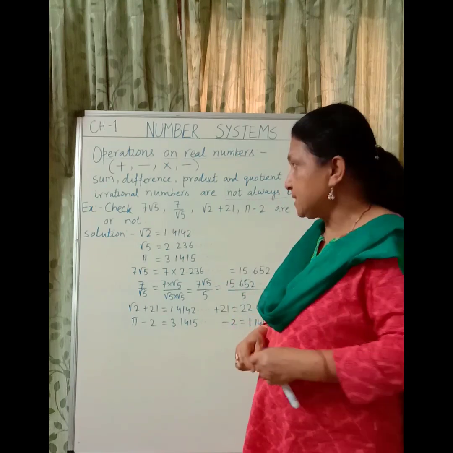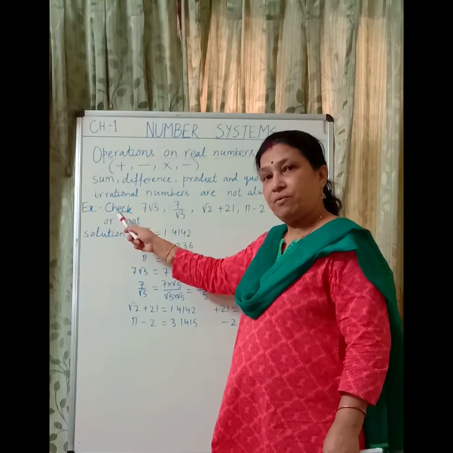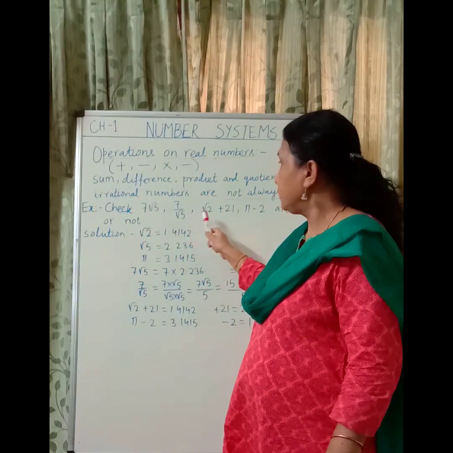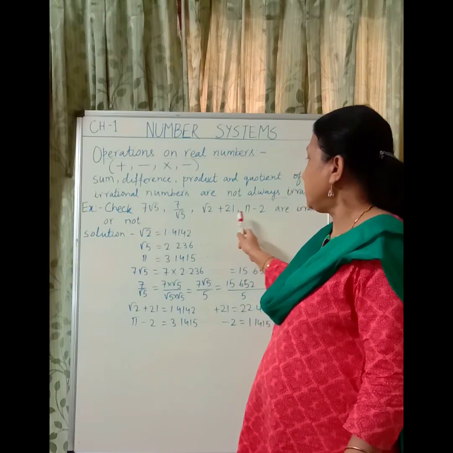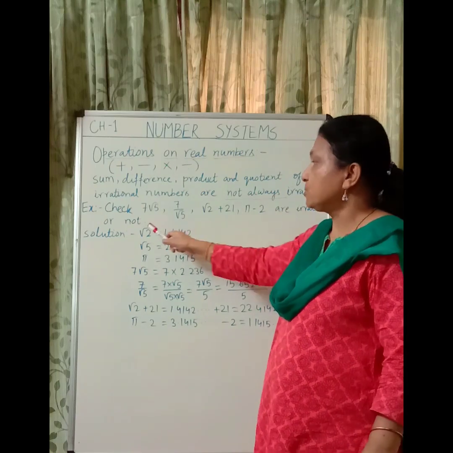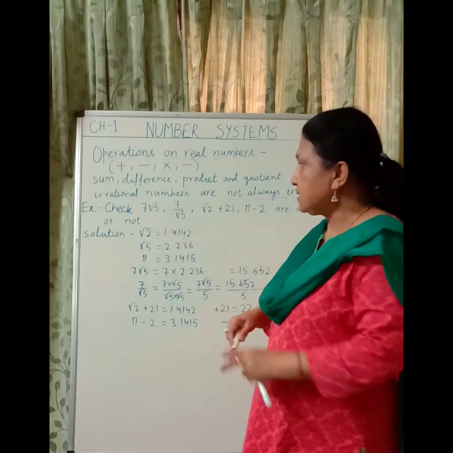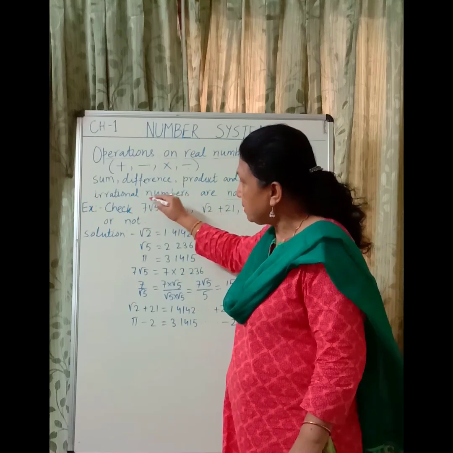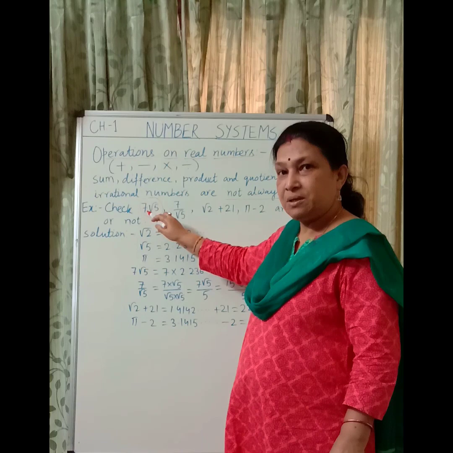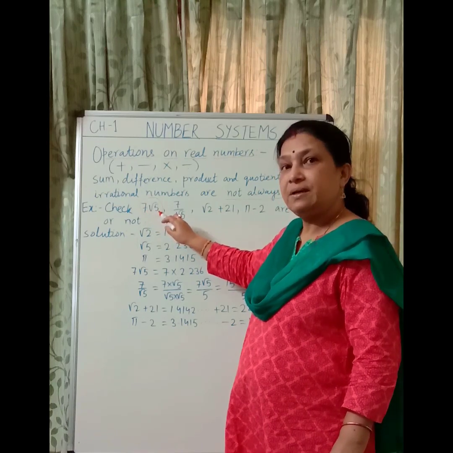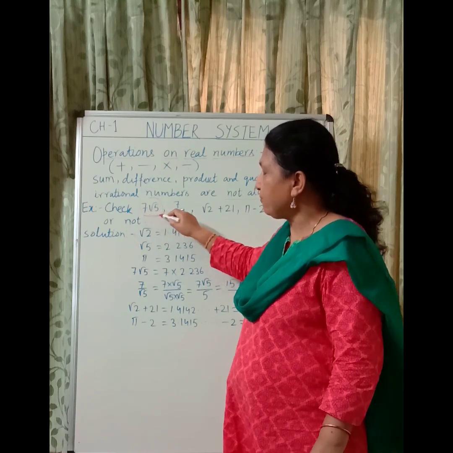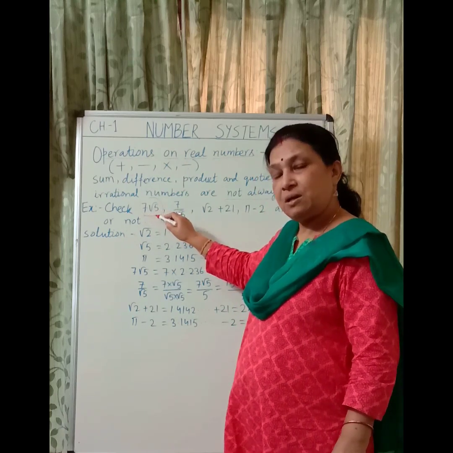Now we are taking one example. We have to check whether 7 root 5, 7 upon root 5, root 2 plus 21 and pi minus 2 are irrational or not. What is this number? This is 7 root 5. You can see 7 is a rational number, root 5 is an irrational number. Now we have to check whether 7 root 5 will be rational or irrational.